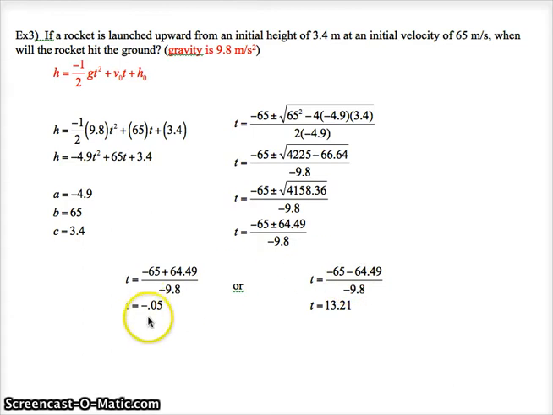So this is saying that it hits the ground at a negative time, which makes sense because remember, we started at an initial height of 3.4. So we were already above the ground. So we're only going to have one other time of when the rocket will hit the ground, and that will occur at 13.21 seconds.